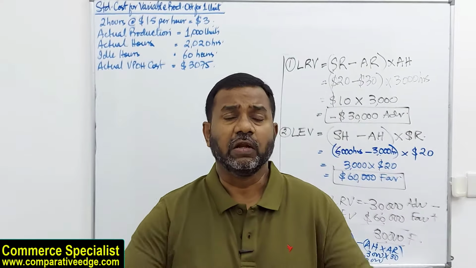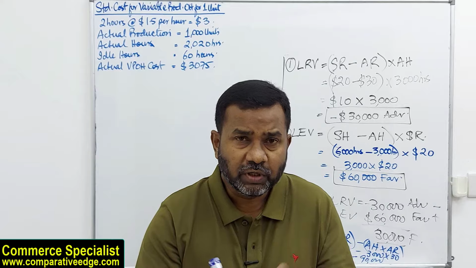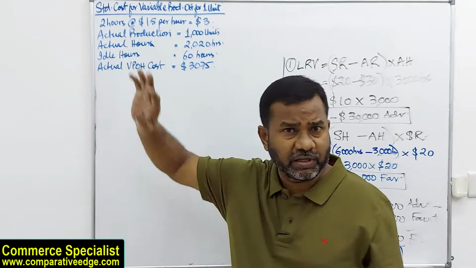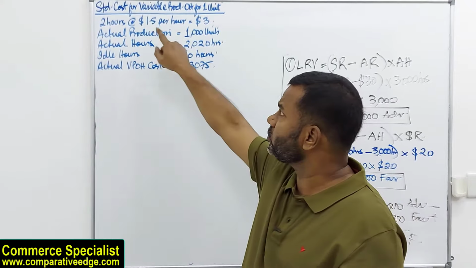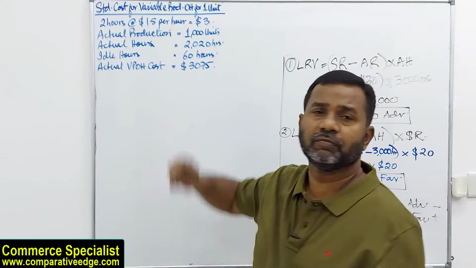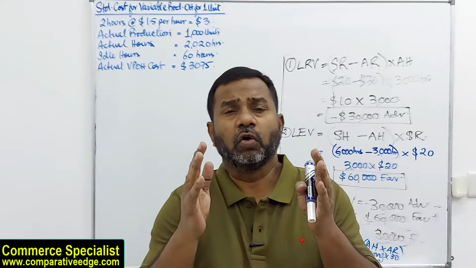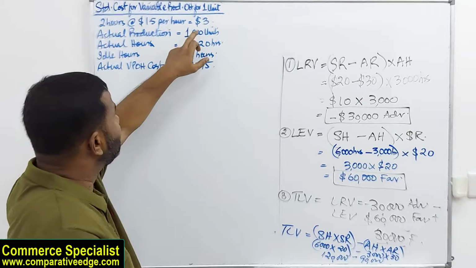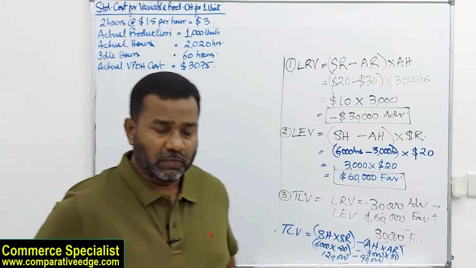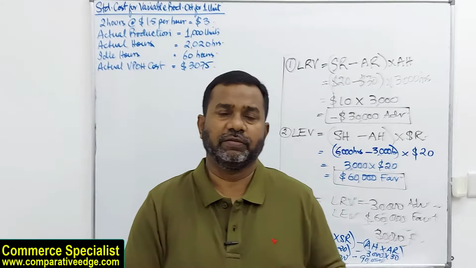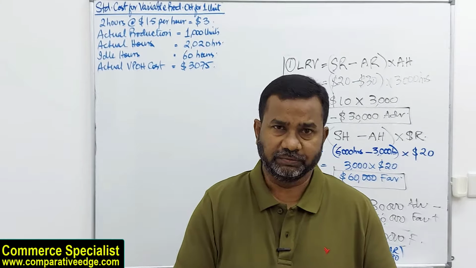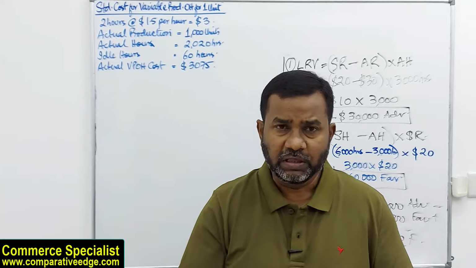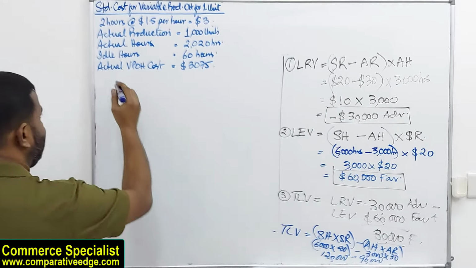What does this mean? In order to manufacture one unit, we need to use 2 hours of electricity, and each hour cost us $1.5. So in order to make one unit, one table for example, our variable overhead cost is $3. This is a predetermined standard for variable production overhead. Now there are three variances calculated for variable production overhead. The very first one is the total variance.